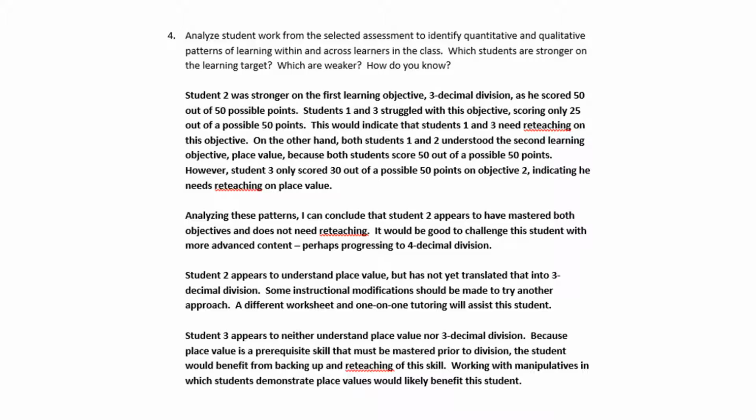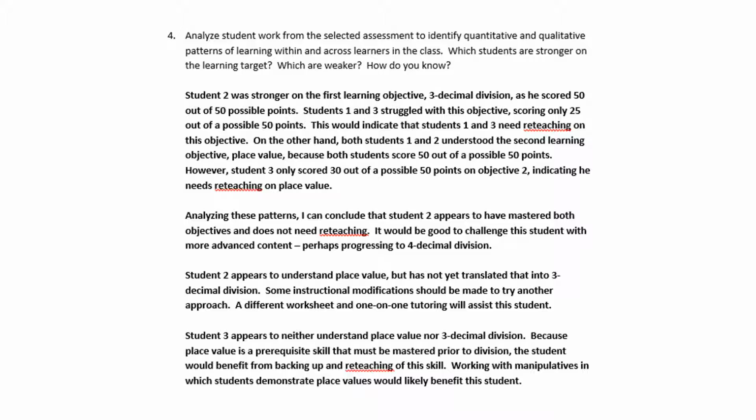So the text in bold is the answer to the first one, analyzing the student work. Let's see what it says. Student 2 was stronger on the first learning objective, 3 decimal division, as he scored 50 out of 50 possible points. Students 1 and 3 struggled with this objective, scoring only 25 out of a possible 50 points. This would indicate that students 1 and 3 need reteaching on this objective. On the other hand, both students 1 and 2 understood the second learning objective, place value, because both students scored 50 out of a possible 50 points.